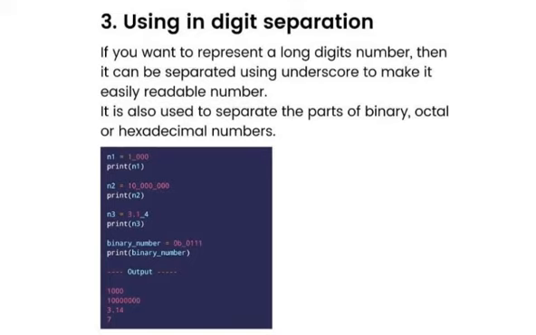It is also used to separate the parts of binary, octal or hexadecimal numbers. We have a binary number. There you observe the underscore, which is converted into decimal. 10111 is 7 in decimal. So here it is used in digit separation, as well as for separating the parts of binary, octal or hexadecimal numbers.